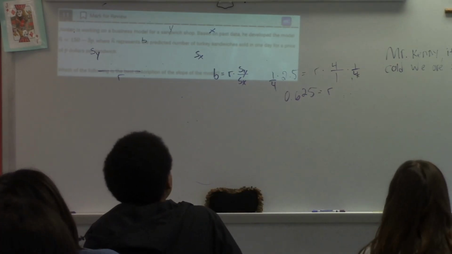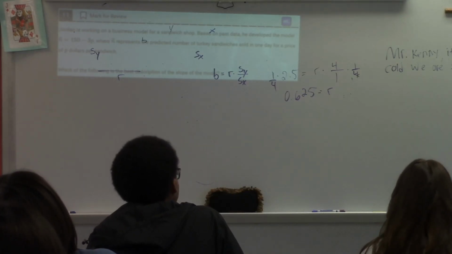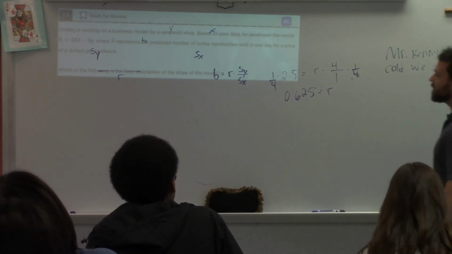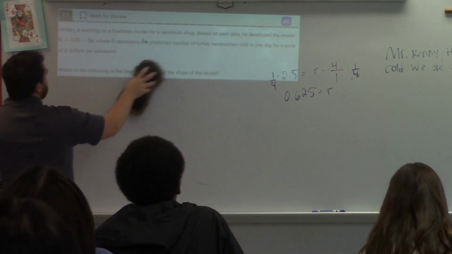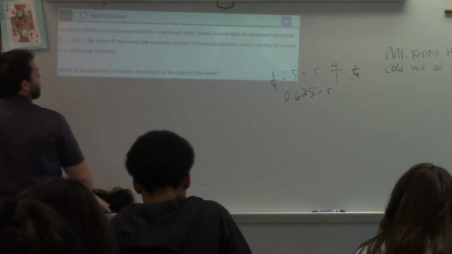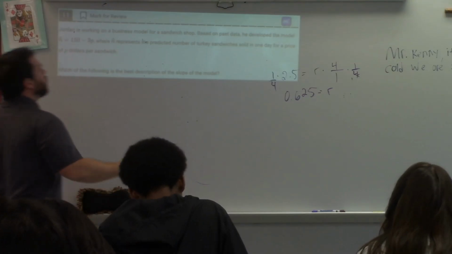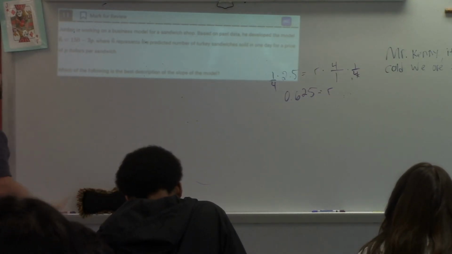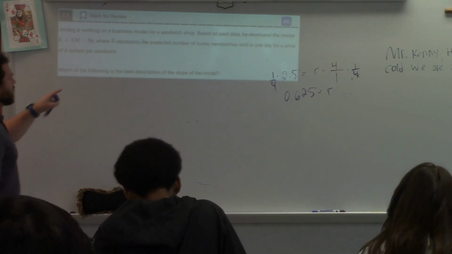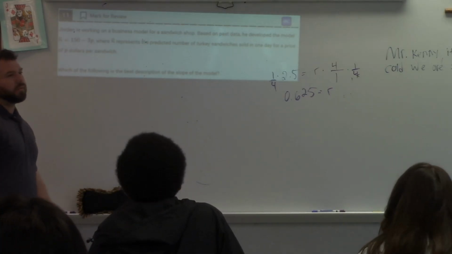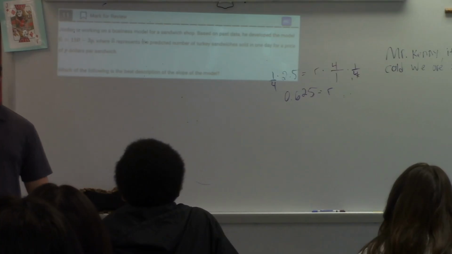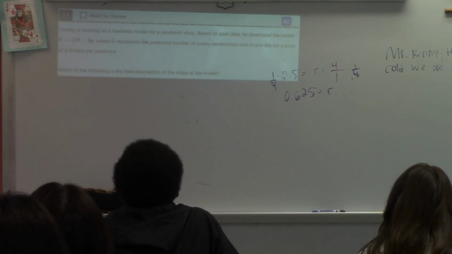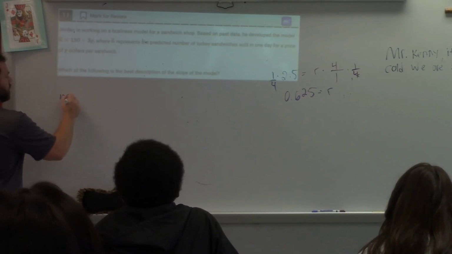All right. So number 11, Jordan is working on a business model for a sandwich shop. Based on past data, he developed this model where N hat represents the predicted number of turkey sandwiches sold in one day for a price of P dollars per sandwich. Which of the following is the best description of the slope of this model? This is a classic example where on free response I would show some work and multiple choice I would show some work. First things first, what is slope?